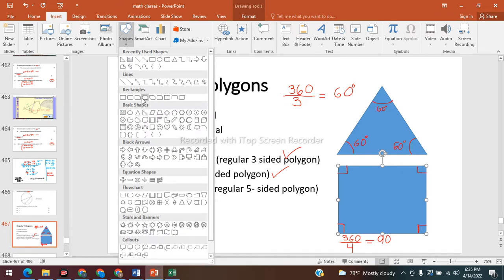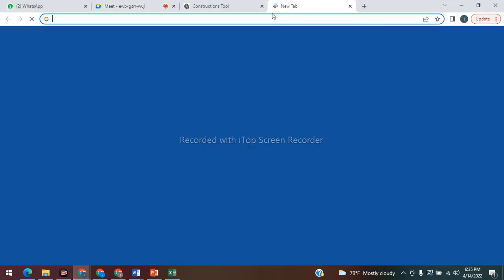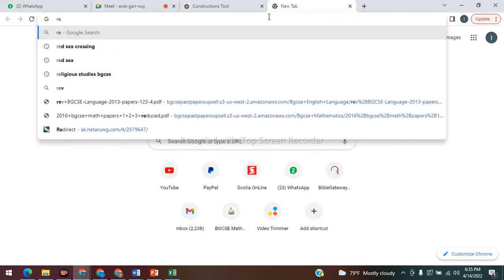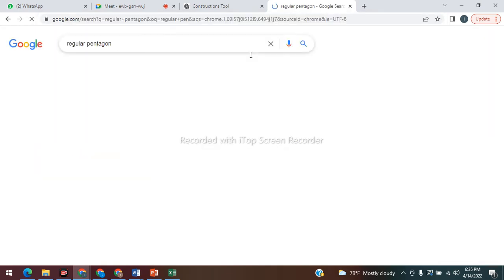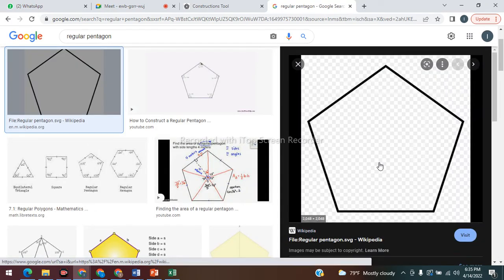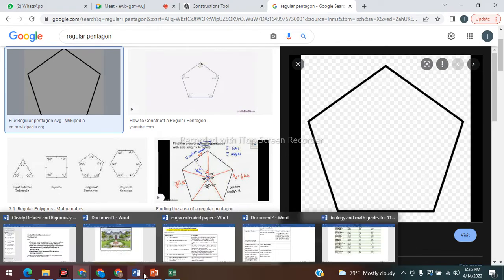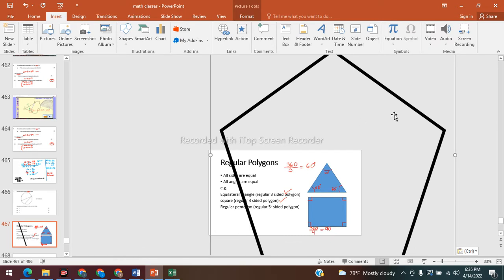Let me get a pentagon from online. Regular pentagon. So all the sides are equal and all the angles are going to be equal. What are all the angles going to be equal to? 72 degrees. 72 degrees, very good.